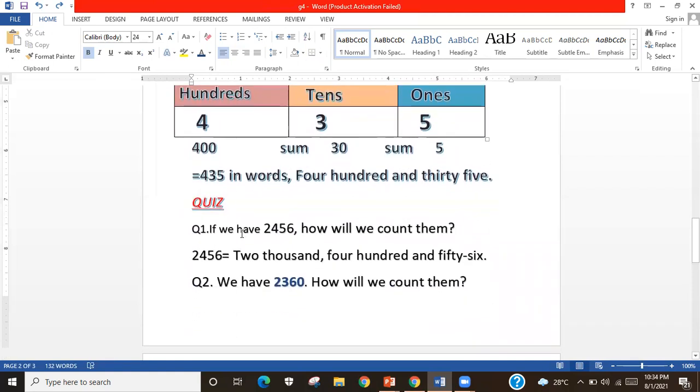So next is time for the quiz. Let's start the quiz. Question 1: if we have 2, 4, 5, 6, if you will be given 2, 4, 5, 6, the four digits you have, how will we count them?